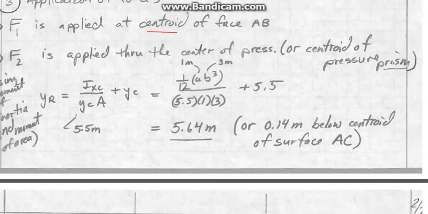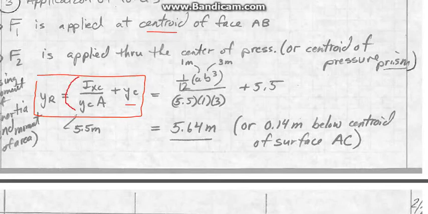So remember, we figure that out using the parallel axis theorem, where we take the depth to the centroid and we add on this calculation from the second moment of inertia, which for a rectangular wall, and that's what the face of this quarter cylinder looks like, is a rectangle. And we plug in the geometry here, and we find out that it's just a little bit below the centroid of the surface AC, or about 0.14 meters below that centroid.